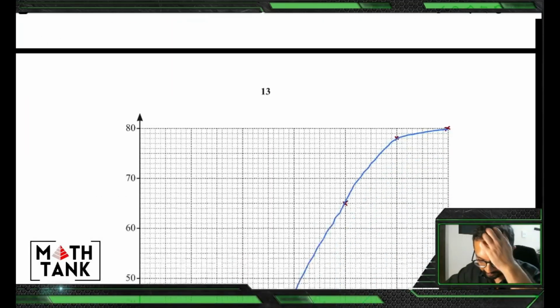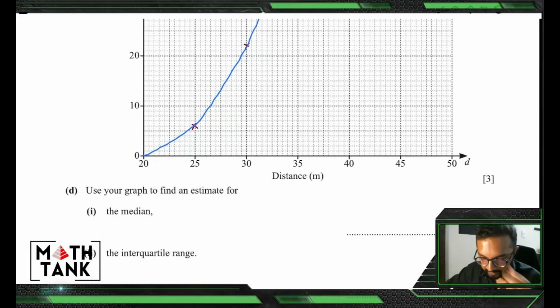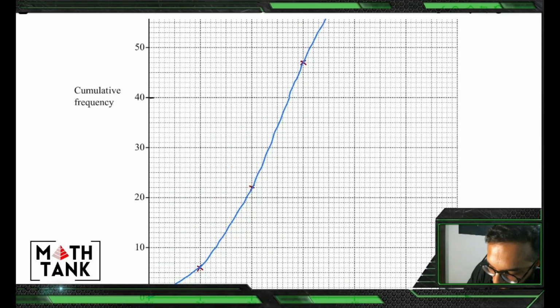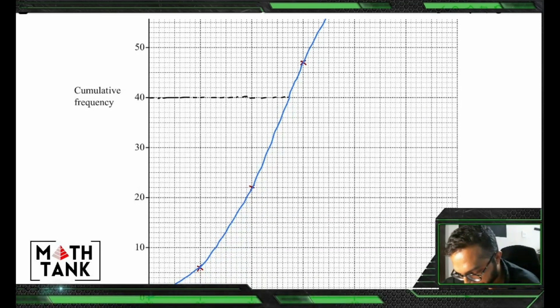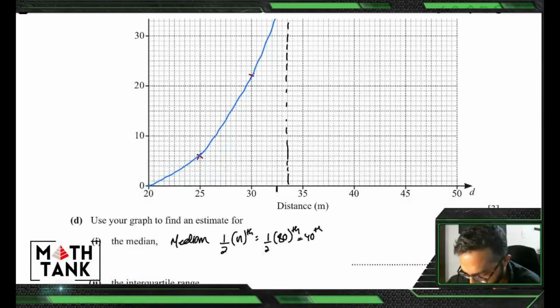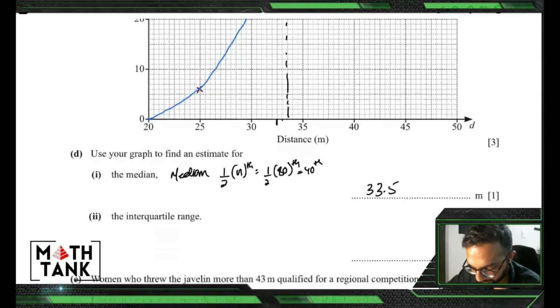the next part of the question says, use your graph to find an estimate for the median. Now remember that when you are doing a cumulative frequency graph, the median is simply half of the nth position. Okay, so half of the 80th, which is the 40th. So remember that always when you're doing this, draw a dotted line here to indicate that you've done some sort of working. Okay, so I'm going to say that this is this point, and I'm going to read it from here. I think this is 32.5, then this should be 33 and 33.5. That's my answer. I will go on and check this.